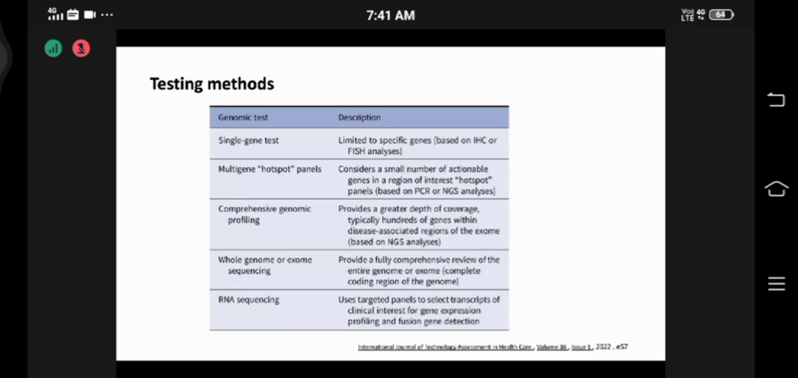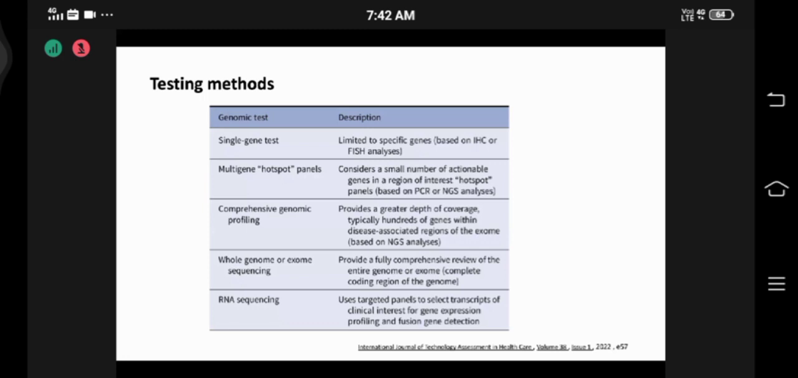Let's start with a single gene test. Now, single gene test means you know the abnormality, you're looking for it. So if I have a breast cancer where I'm asking for a HER2 by IHC, I just looked whether the HER2 is amplified or not. This is a single gene test. It's something you do which is very quick.